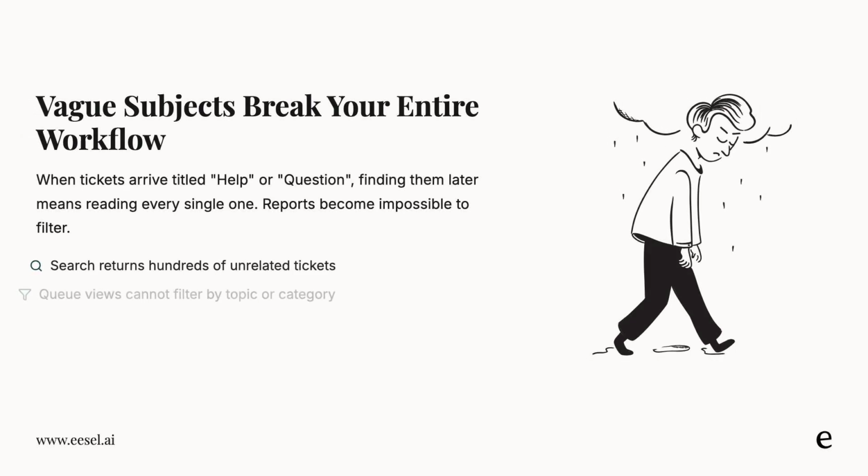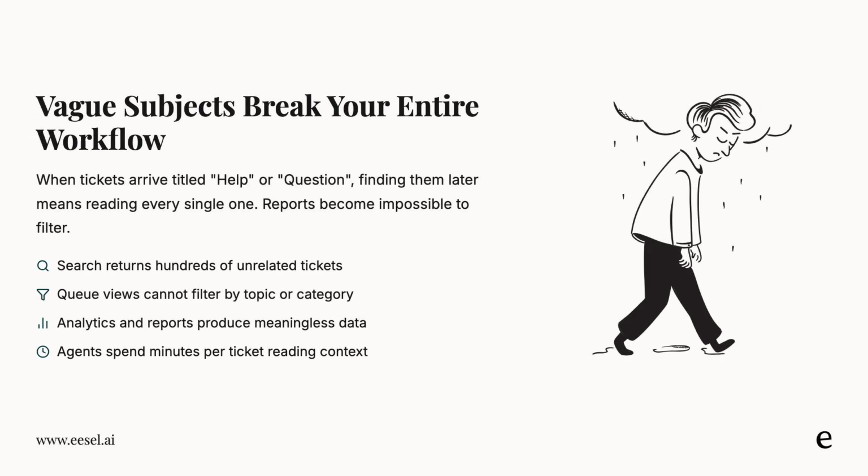Vague ticket subjects create a chain reaction of workflow problems. Search returns hundreds of unrelated results. Queue views cannot filter by topic, and weekly reports become noise. Every minute an agent spends figuring out what a ticket is about is a minute not spent solving it.